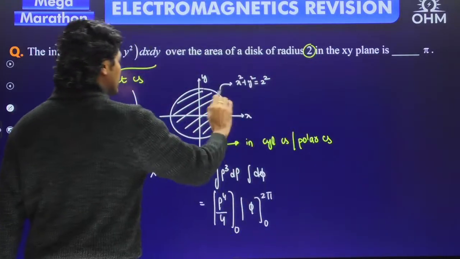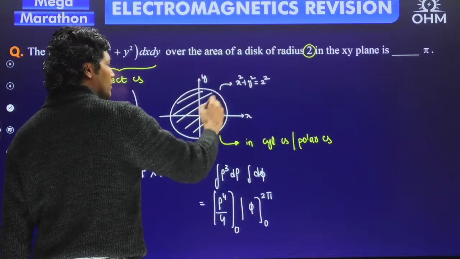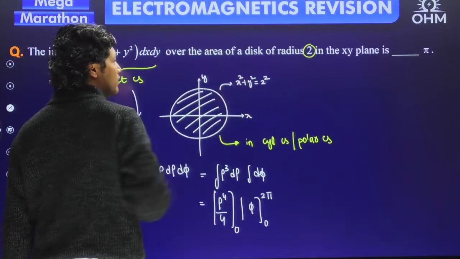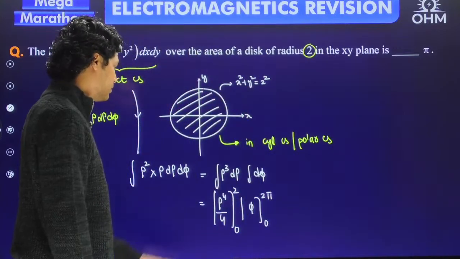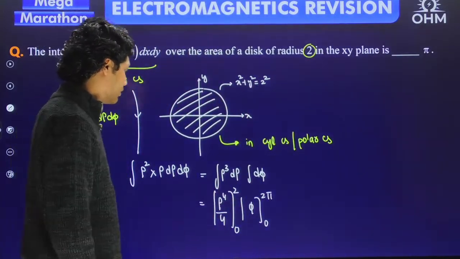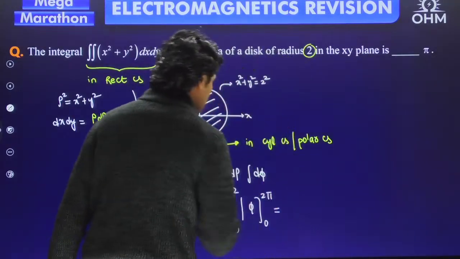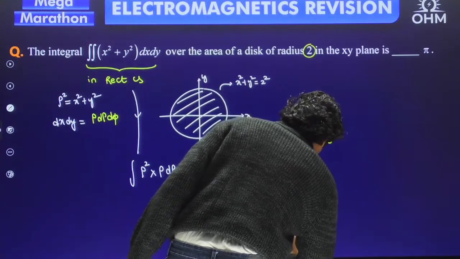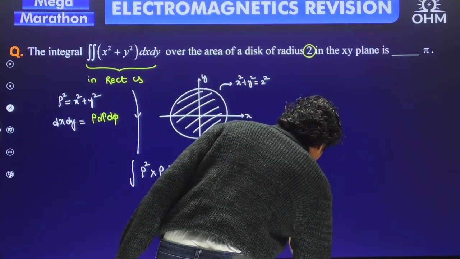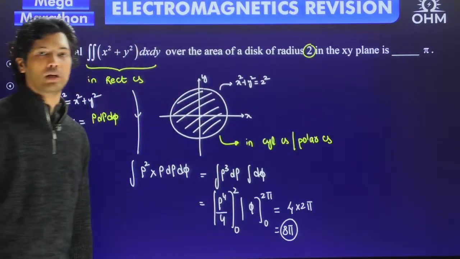And the radius is starting from 0 to the surface, how much is the radius you're having? Radius is nothing but 2. So this is 0 to 2. When you substitute the limits, 2 power 4, 16 by 4 is 4. 4 into 2 pi. The answer is nothing but 8 pi. So the problem became simple when you converted everything in terms of cylindrical coordinate system.